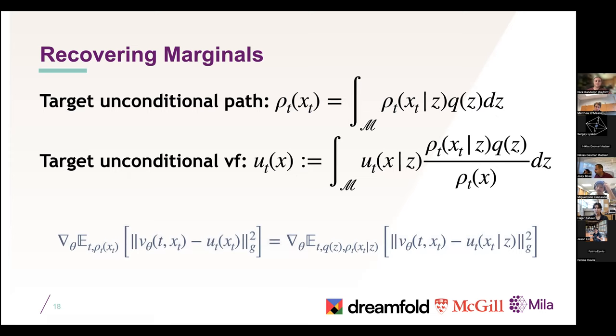So how are these two objects related? A conditional vector field is related to the marginal vector field if you just integrate out the conditioning information. And similarly, the conditional probability path, rho t of xt given z, is related to the marginal probability path if you just integrate out the conditioning information. And as I mentioned earlier, the two objectives are related because the gradients are the same. So in practice, when you optimize for this, you're optimizing for the right thing anyway. But crucially, we have all the information we need to compute ut of xt given z.